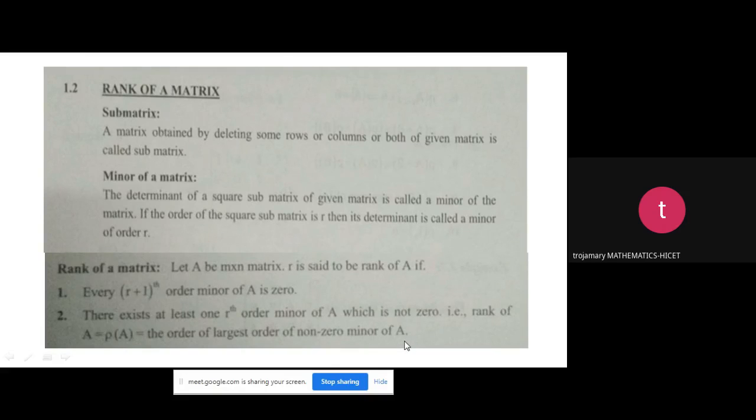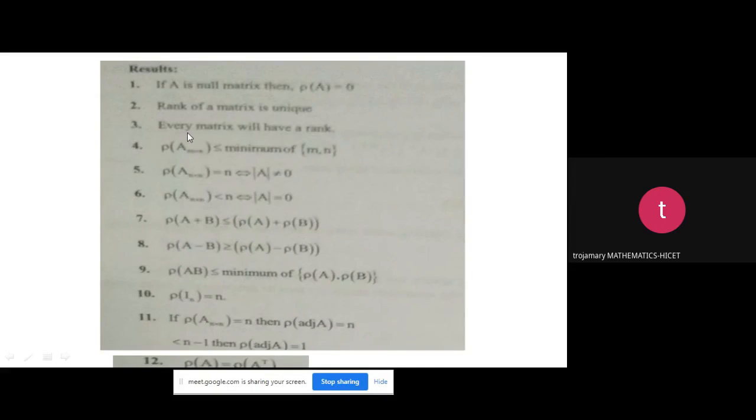So, I think everybody is clear about finding the rank of a matrix, whether it may be 2 by 2 or 3 by 3 or 4 by 4, whatever it may be. So now, this is the result based on the rank of a matrix.